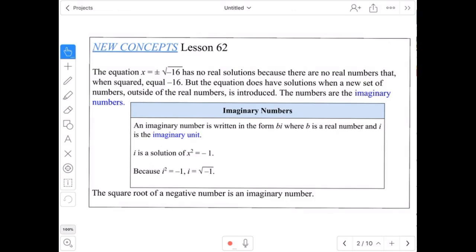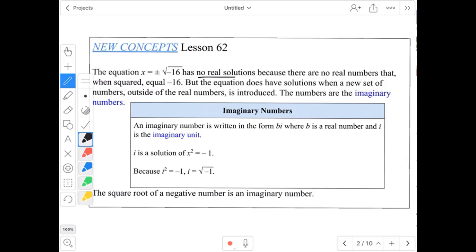So let's start off. The equation x equals plus or minus the square root of negative 16 has no real solution, because there are no real answers that when squared equal negative 16. But the equation does have solutions when a new set of numbers outside of the real numbers is introduced. The numbers are the imaginary numbers.